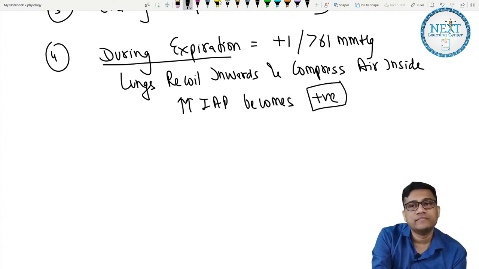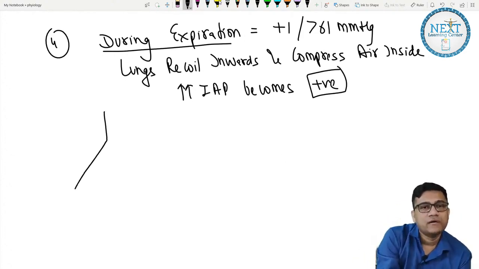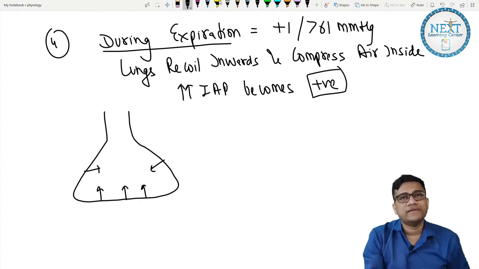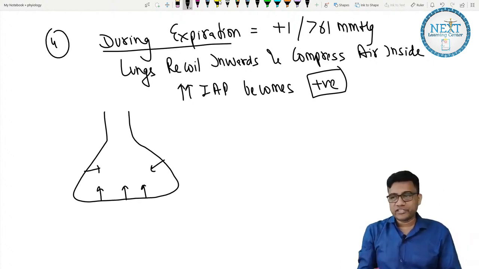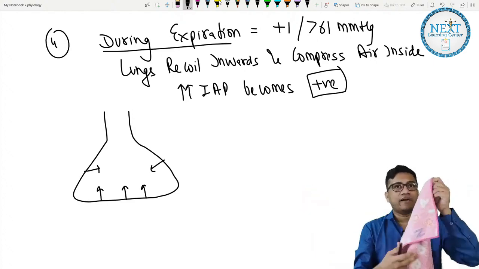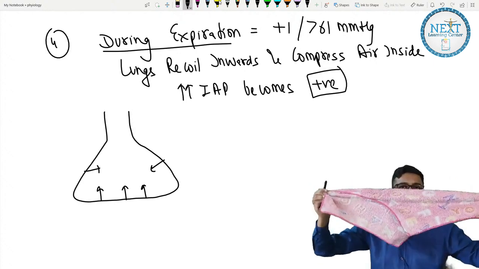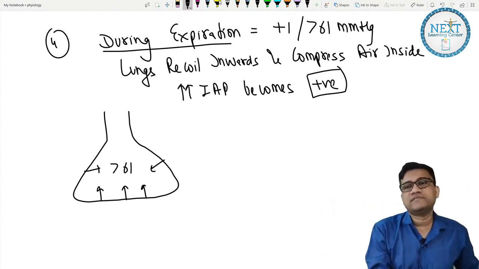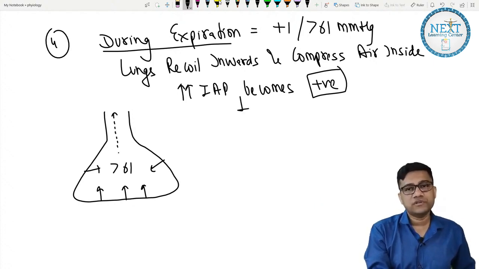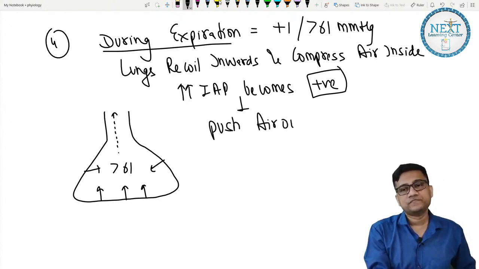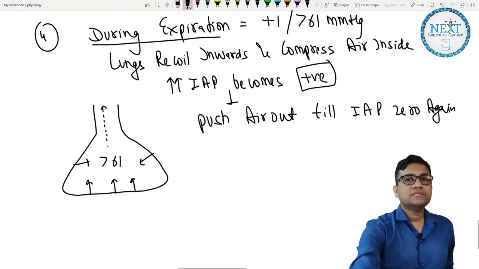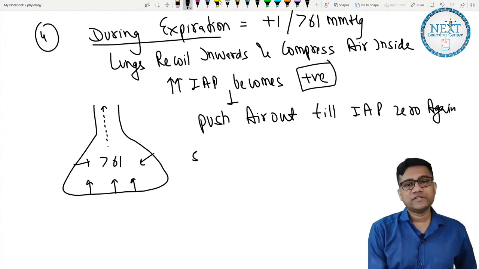It becomes positive. Let me show the diagram. This is the lung. Now it is recoiling like a rubber band. If I stretch a rubber band, it becomes longer, yes or no? But when I leave it, it will come back. Right now it is getting stretched, but when I leave, as it goes back, it compresses the air inside. So pressure becomes 761 and that pushes air out, till IAP is 0 again.